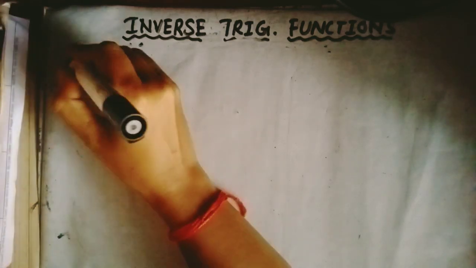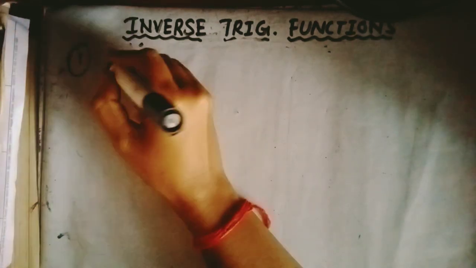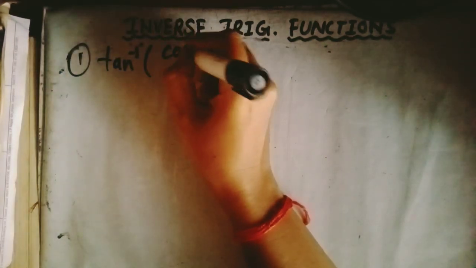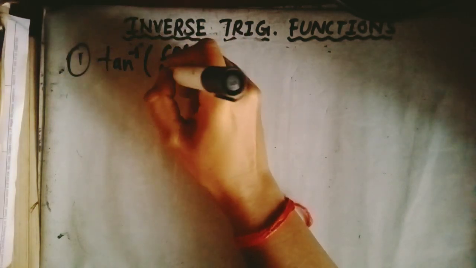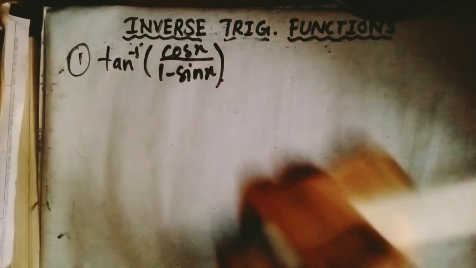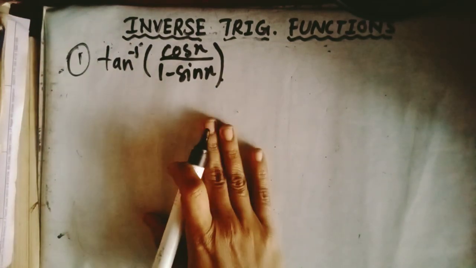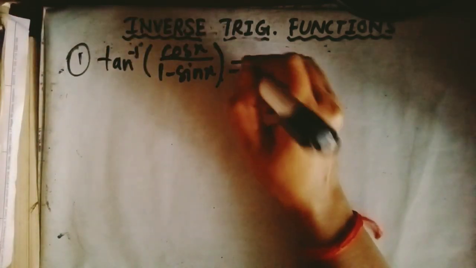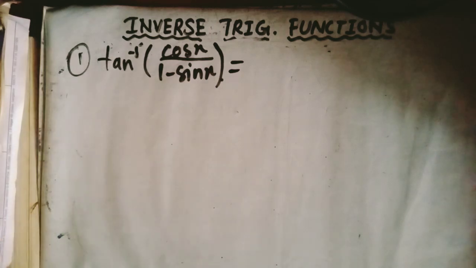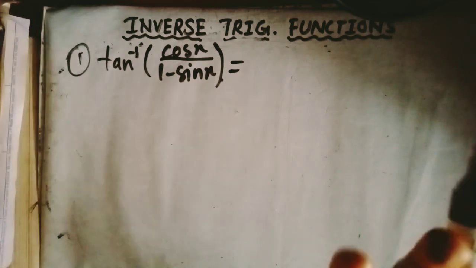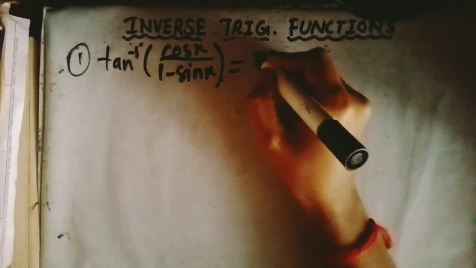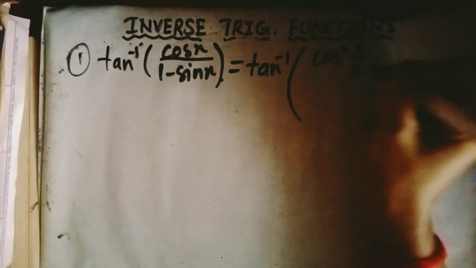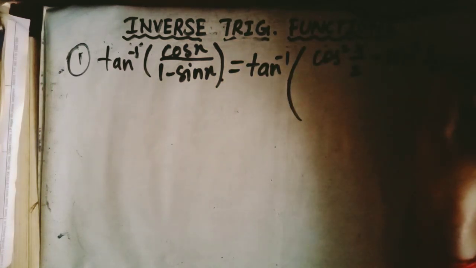Next question is, you have to show or express tan inverse cos of x upon 1 minus sine of x in simple form. So here you have to make use of all the trigonometric identities which you have known. So we know that cos of x, you can write this identity in terms of half angle formula. So cos of x you can write it as cos square x by 2 minus sine square x by 2.